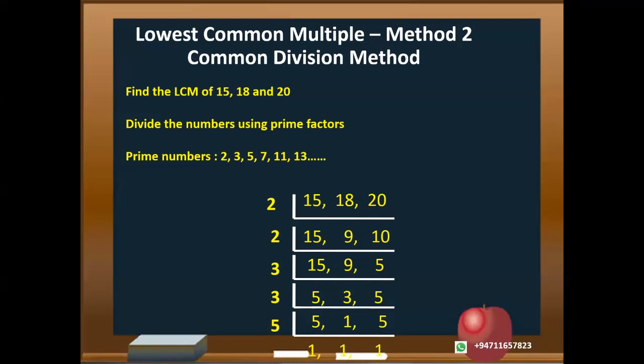So 1, 1, 1. Like that, continue dividing by the least prime numbers possible till we get all ones in a row. Then the LCM is the product of all the prime divisors. So you have to multiply 2 times 2 times 3 times 3 times 5. The answer is 180. So the LCM of 15, 18 and 20 is 180. So in this video, I have discussed two methods of finding the LCM.